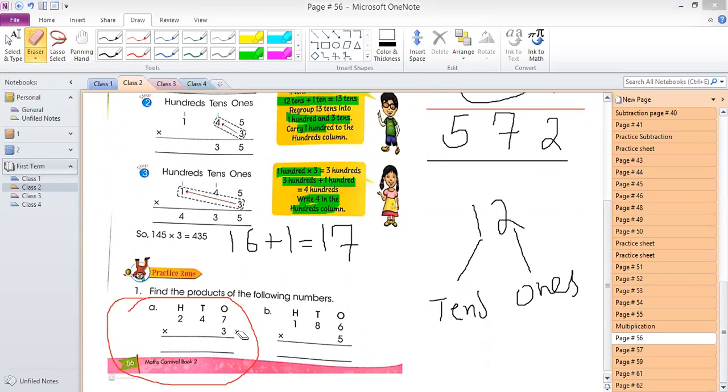You have to multiply 3 by 7. It is equal to 21. So 1 will be here, 2 will be carried, and 3 by 4 plus 2. In that way, you will have to solve. Abdul Mohit, very good. No, Suleiman Abdullah.